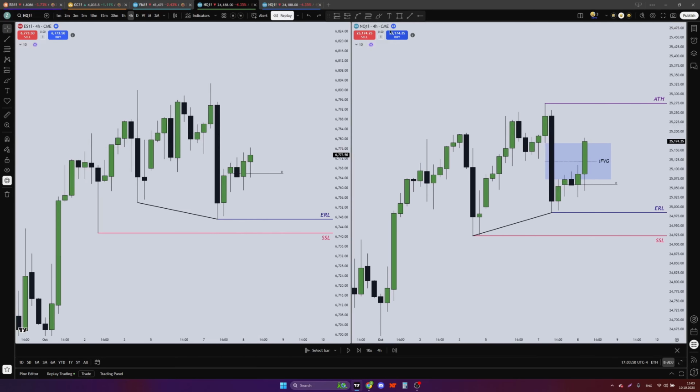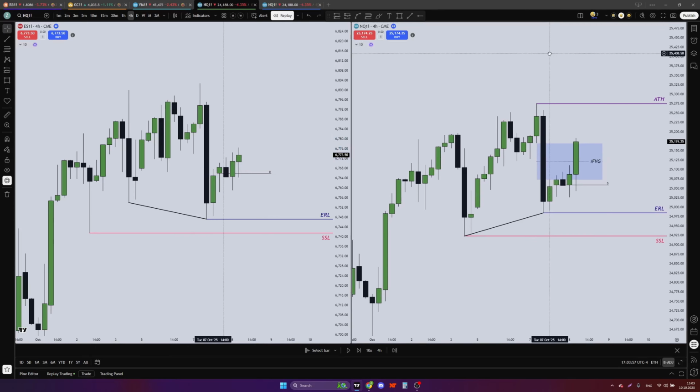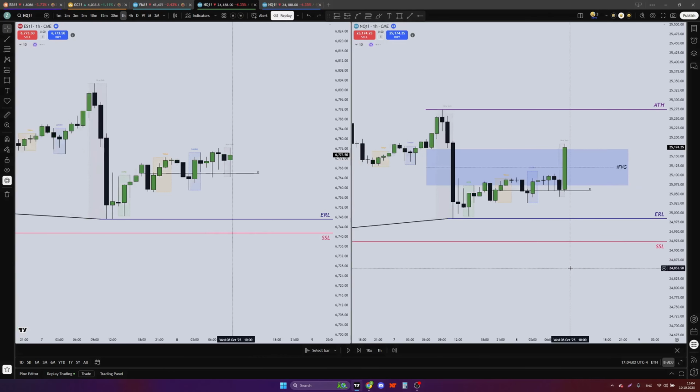I wouldn't do that on ES because we are still trading in this 4-hour fair value gap. So I wouldn't do that on ES, but I would do that on NQ. So let's see what happens next.